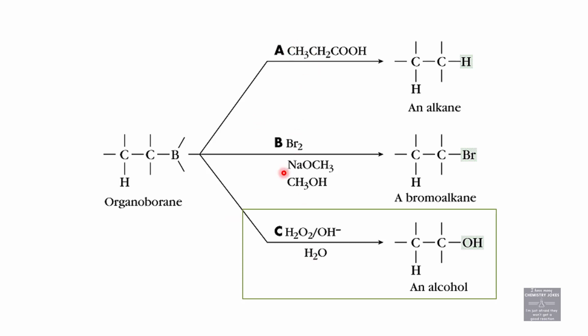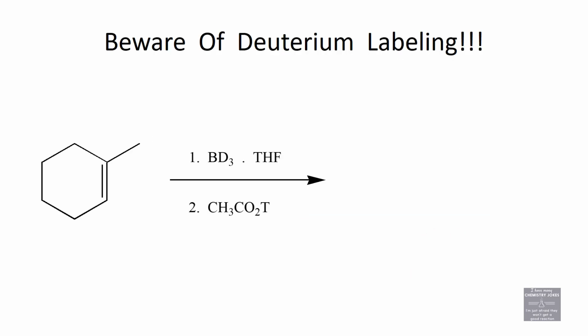Oh, I forgot. This is actually the set of reagents. This is an acid. That's the protonolysis one. This is Br2 and a base. That's the halogenation one, bromination one. This is the hydroxide and peroxide oxidation one. We've already seen that one. It makes an alcohol.